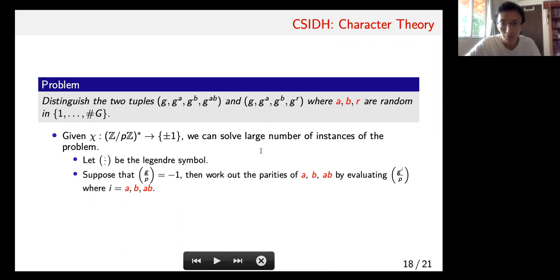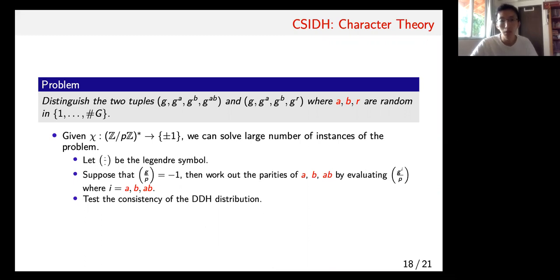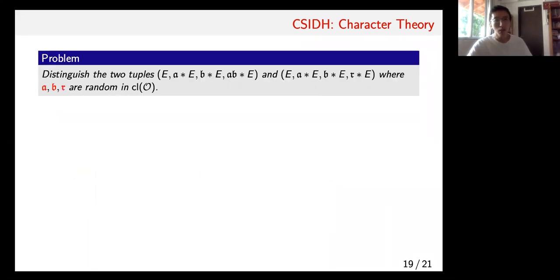Yeah. And you're going to evaluate all this. And because you can work out the parities of A, B and AB, because this is -1 and this is multiplicative, you can test the consistency of the DDH distribution. And so you can tell whether something is a correct DDH distribution or not. So this is how you can use a character to solve the DDH problem for a large number of instances. So we'll do something similar now. The task now is distinguishing two tuples, the first one over here and the second one over here, where A, B, and R are random.